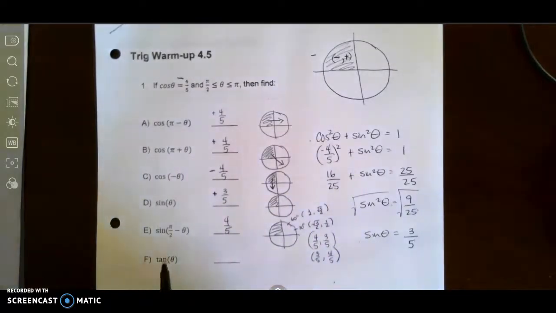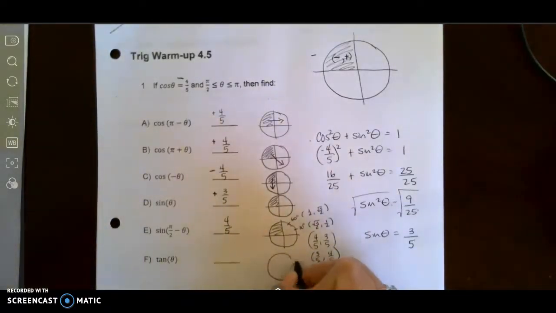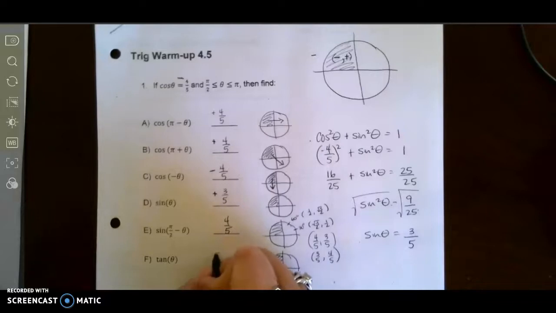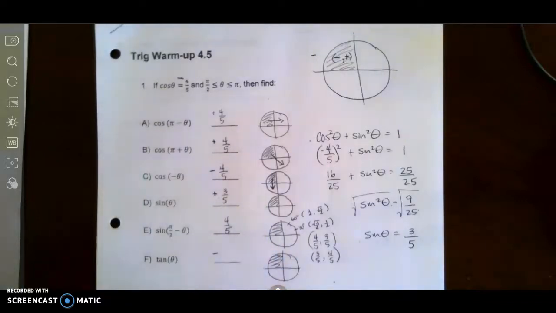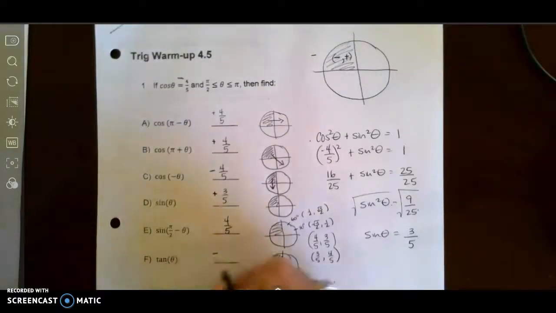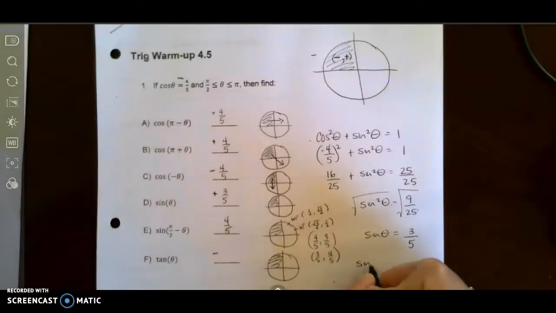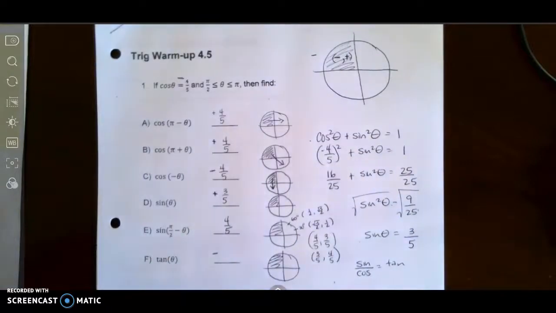All right, and then lastly, we're asked to find the tangent of theta. We're in quadrant 2. We stay in quadrant 2. Tangent in quadrant 2 is negative, and I need to find the tangent by taking sine over cosine equals the tangent. So the sine is 3/5. The cosine is 4/5.